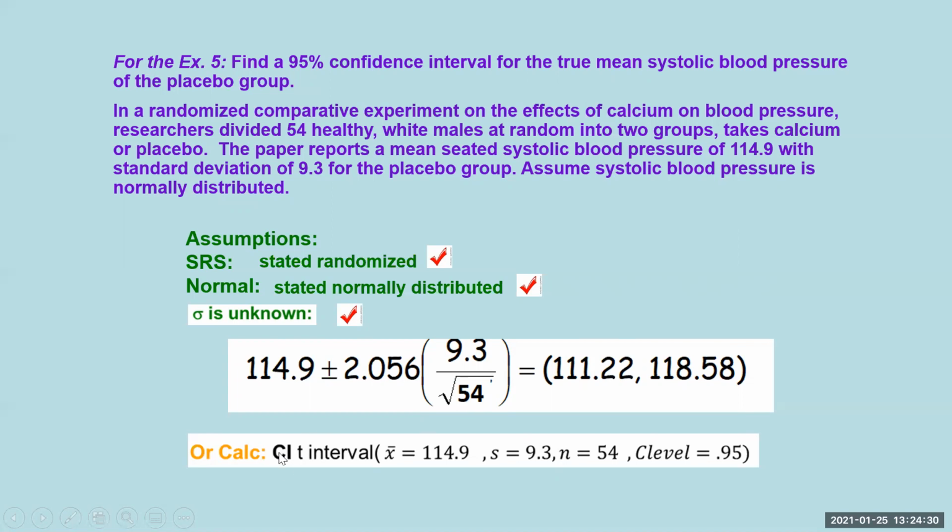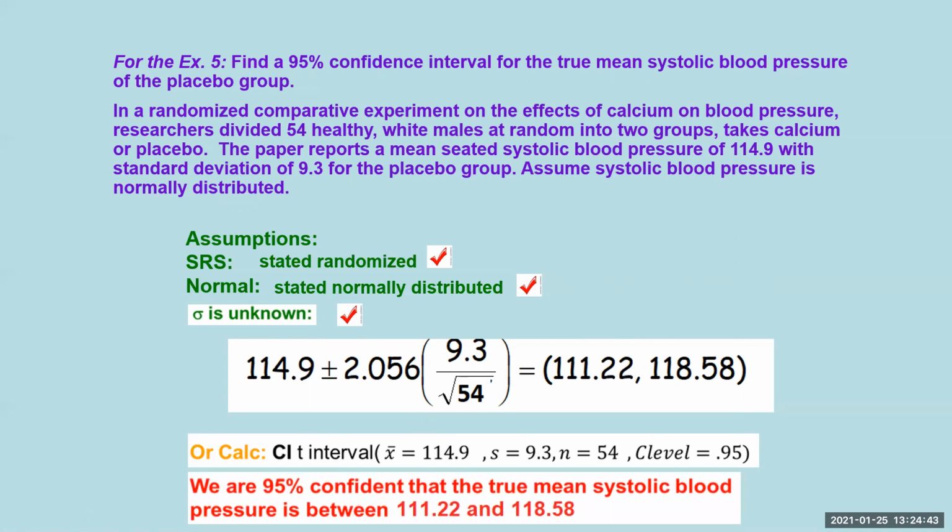If you're using the calculator, again, you need to name CI, T interval, everything the calculator asks for, including variables. But a confidence interval is not done until you write an actual sentence. So we are 95% confident that, what are we talking about? Use the wording in the sentence. True mean systolic blood pressure is between our lower and our upper, 111.22 and 118.58. This is what you call a full write-up. Must have assumptions, must have equation work or calculator work with sentence.